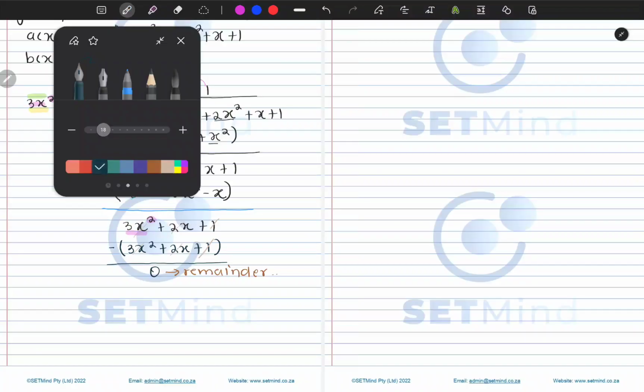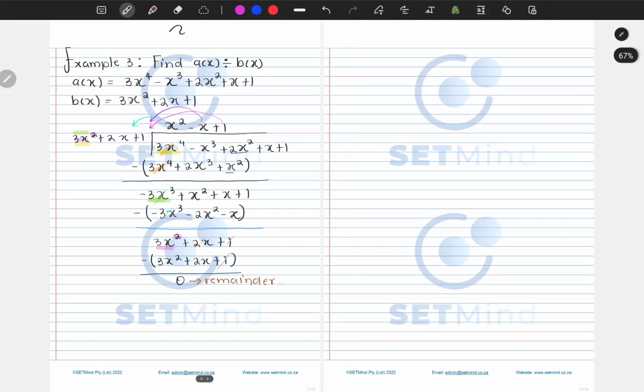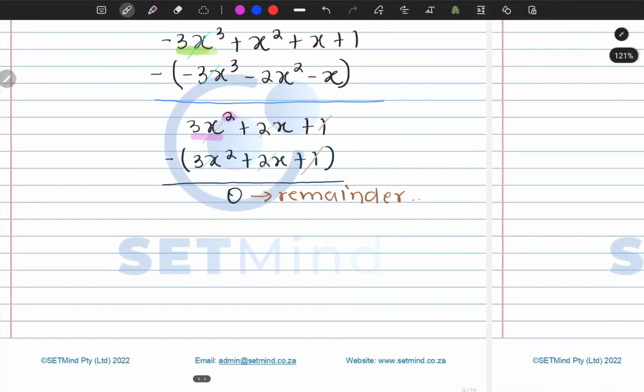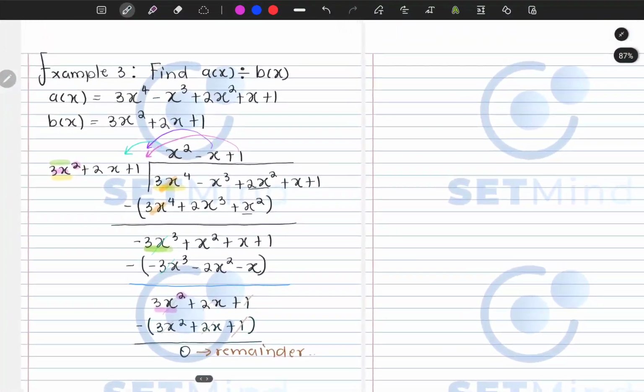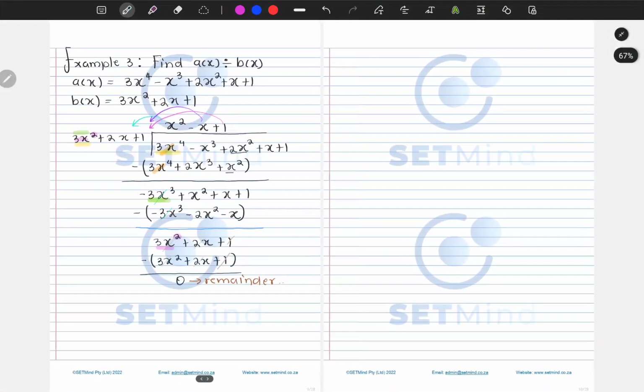So it means what we have here is our a of x divided by b of x gives us what is on top of this thing that looks like a square root here. So we'll have our a of x divided by b of x. It will be equal to what is there, which is x squared minus x plus 1. This is our example 3 of long division. I hope you are able to make sense of this.